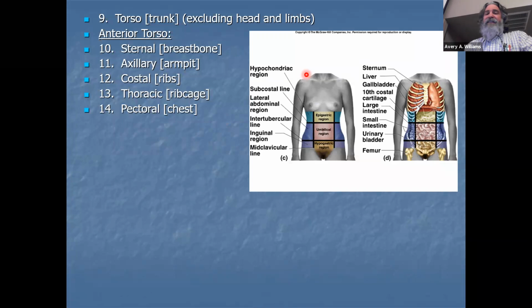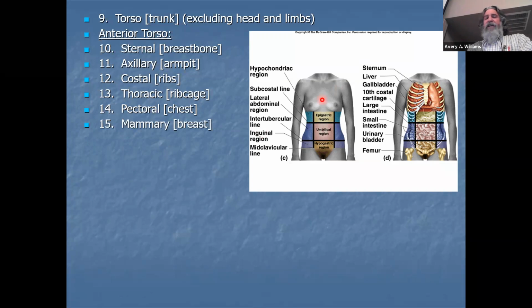Pectoral. Now we had an axillary, we had a sternal region. Now pectoral will be the lateral, like the chest. Now you can say, is that her breast? No, her breasts are actually upon the pectoral region. So you have your pectoral muscles, the musculature that's under there. So it's the superior lateral aspect of the torso. Pectoral region, which just means chest.